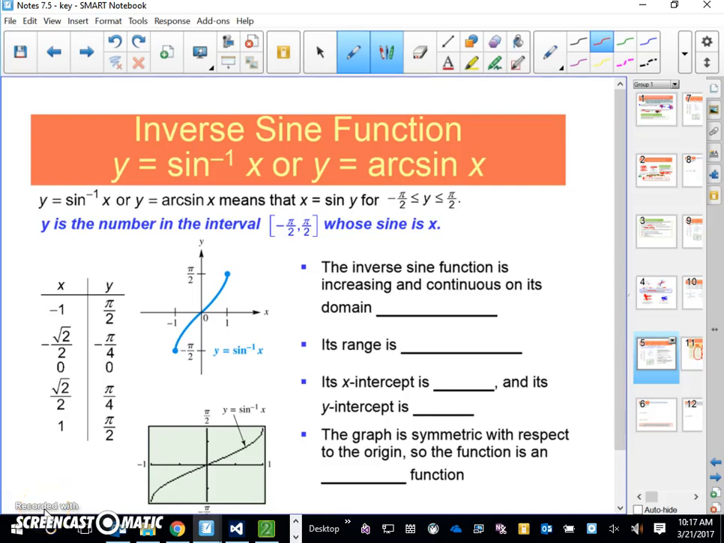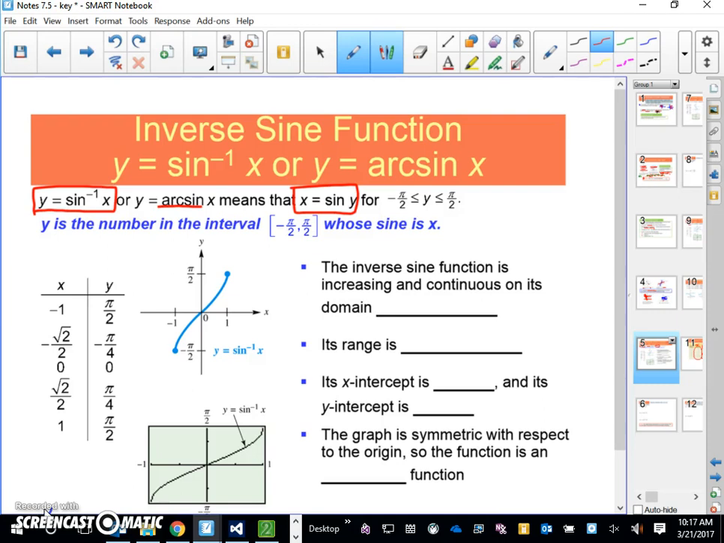Inverse sine function. If we look at y equals inverse sine of x, or sometimes it's written as arcsin, what that means is: sine of what equals x? Sine of y is going to equal x. So inverse sine is kind of undoing the sine function, I suppose.